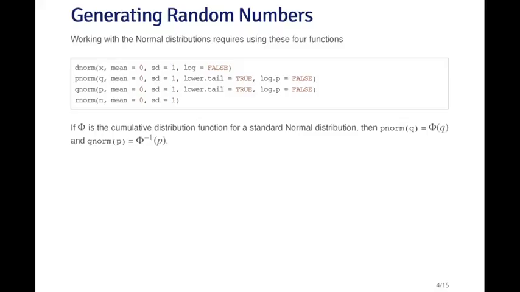Finally, for rnorm, there are only 2 parameters, mean and standard deviation, and then n, which is the number of random variables that you want to generate. So if n is 100, you'll get a vector of 100 numbers that are drawn from the normal distribution. Just to be more explicit, if phi is the cumulative distribution function for the standard normal distribution, then pnorm is equivalent to phi, and qnorm is equivalent to the inverse of phi.